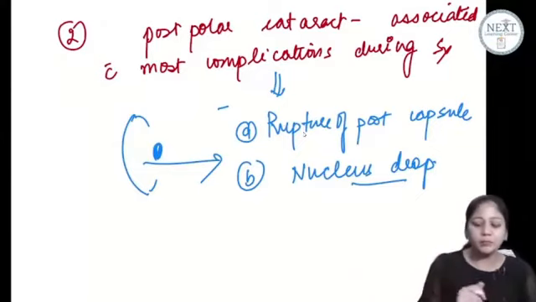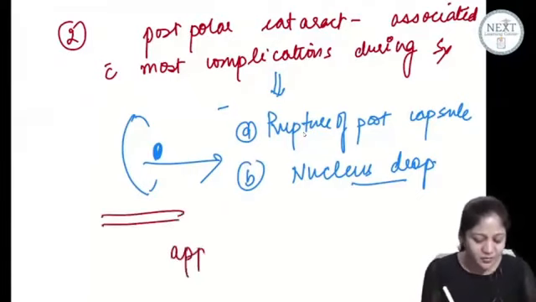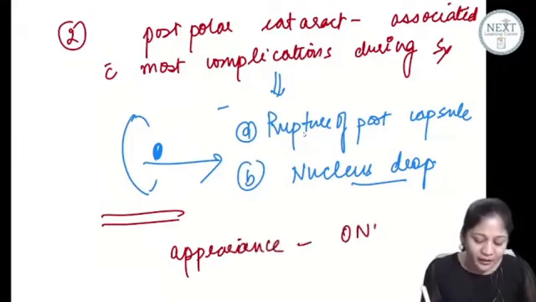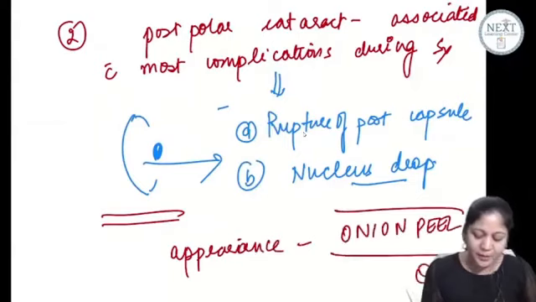Okay, these are the complications. Please remember these two questions. Now, an expected question. This posterior polar cataract has a very striking appearance, which is called an onion peel appearance. Okay? This is an onion peel appearance.